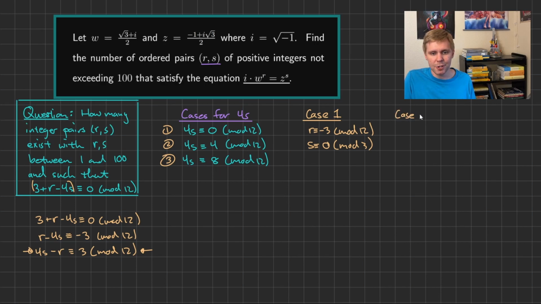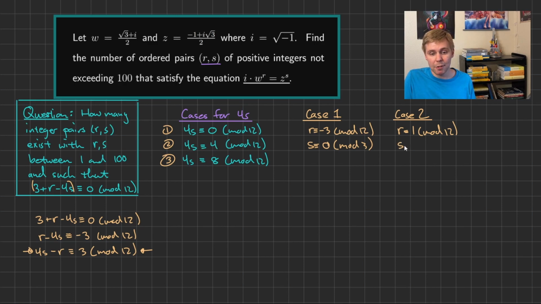So for case 2, we are going to have that 4s is congruent to 4 mod 12. Coming down here, if this piece is equal to 4, we subtract 4 on both sides to get negative r is congruent to negative 1 mod 12, or r is congruent to 1 mod 12. And then as far as s is concerned, 4s is congruent to 4 mod 12.